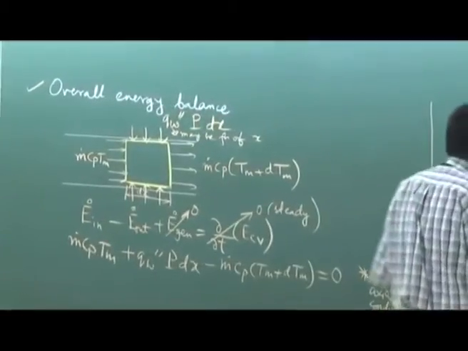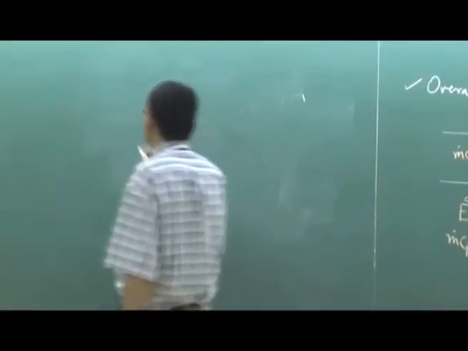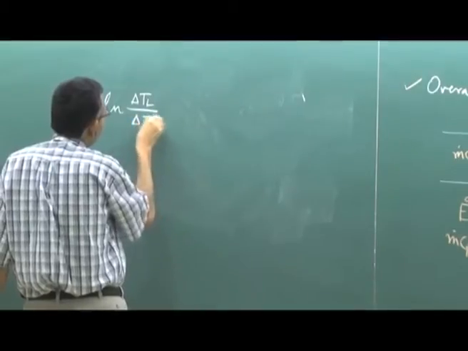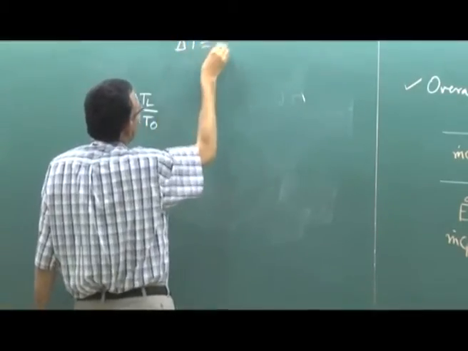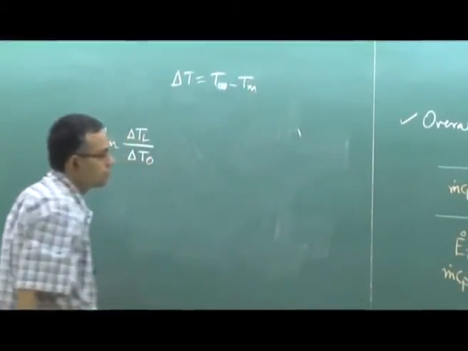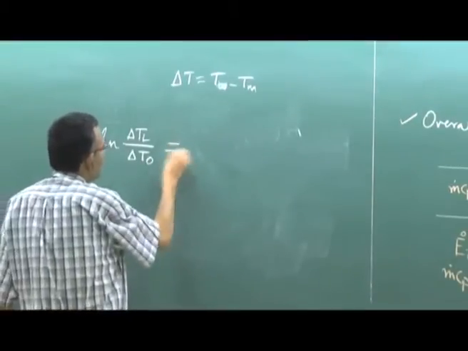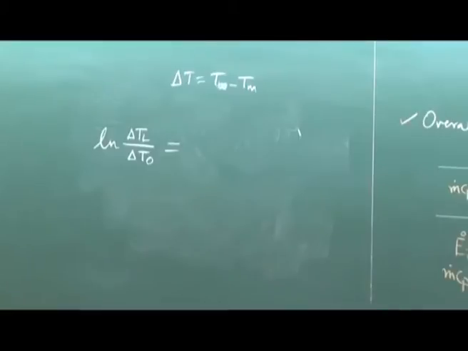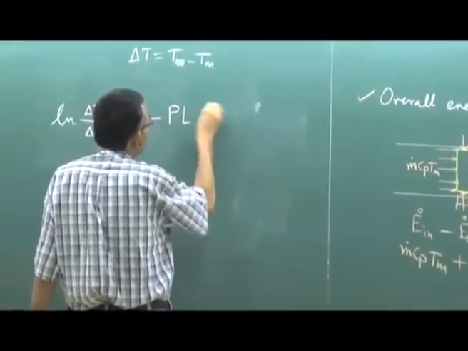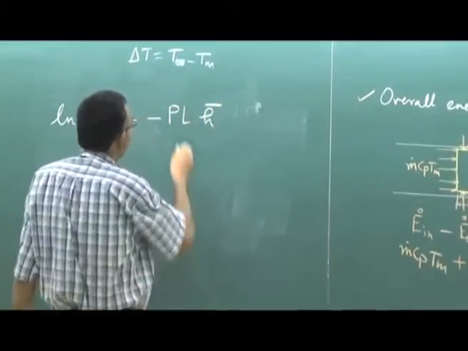So we can write ln of delta TL by delta T0, where delta T is Tm minus T wall minus Tm, is equal to, so what is this? This is the average heat transfer coefficient times L. So minus P into L into H average by m dot Cp.